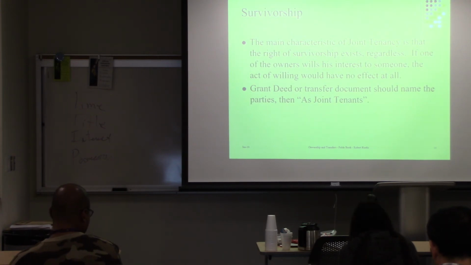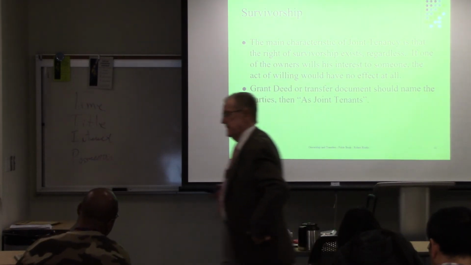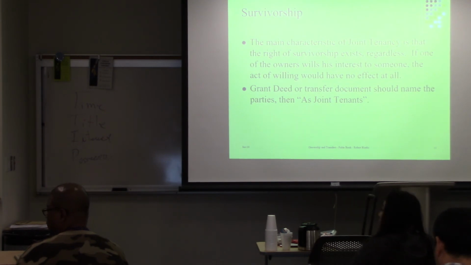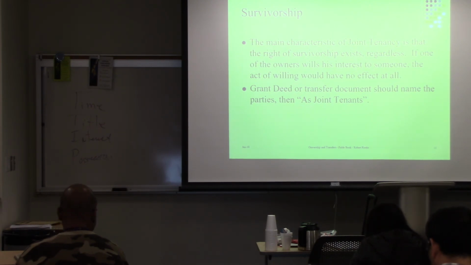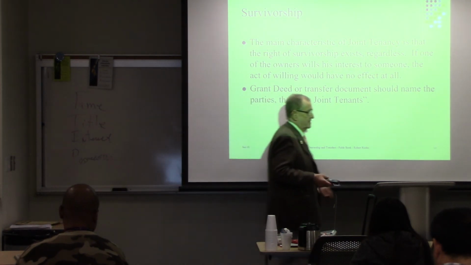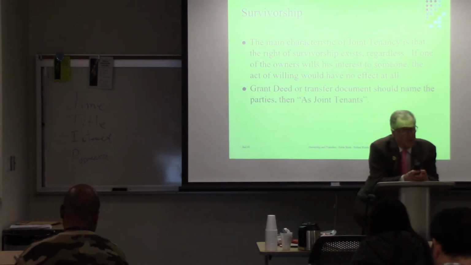Survivorship, the main characteristic of joint tenancy. This is a question on your test. Your author in this book tends to write to the test. So he's going to say the main thing, they have a question on the state test, the main thing about joint tenancy is survivorship. The right of survivorship exists regardless. If one of the owners wills his interest to someone, the act of willing would have no effect on it. Grant deed or transfer documents should name the parties as joint tenants. Rob and Raven as joint tenants.